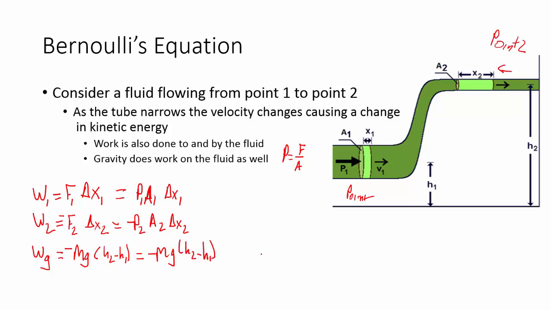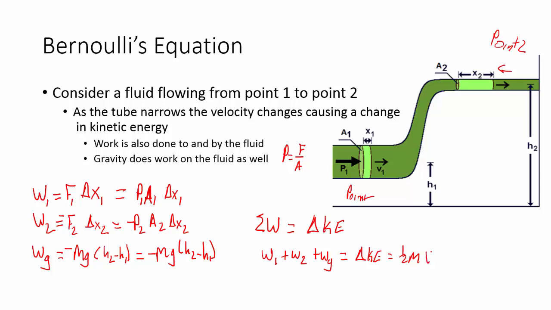So nothing changed there. Now we're going to put all this together using the work-energy theorem, which says the net work done is equal to the change in kinetic energy. So really what we have is work 1 plus work 2 plus work done by gravity equals change in kinetic energy, which equals 1/2 mv squared, except we have two velocities, right? We have v1 and v2.